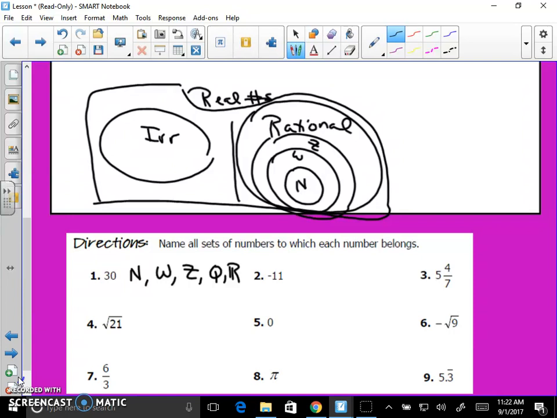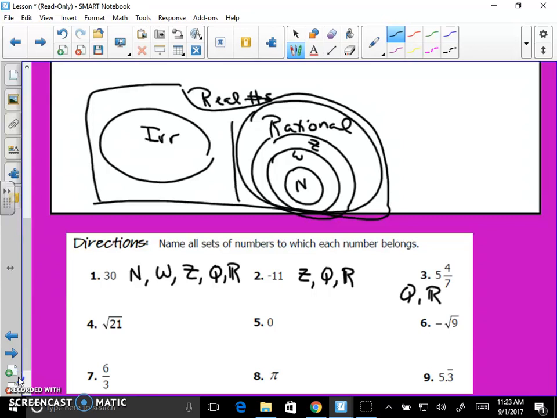So if we take a look at number 2, negative 11, well, that's not a natural number. It's not a whole number, but I know it's an integer. If it's an integer, it's rational. And if it's rational, it's real. They're all real numbers on this page. Now let's look at number 3. Well, that's got a fraction in it, so I can't even start at natural. It's not a whole number. And it's not an integer, so it's a rational number, and it's real.